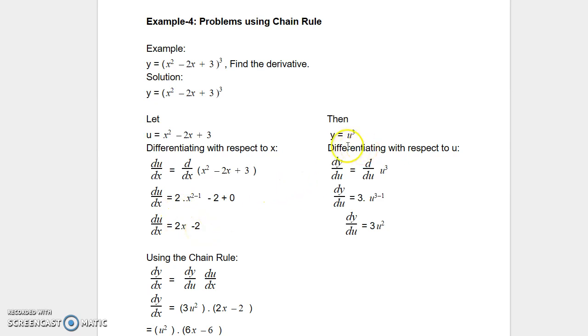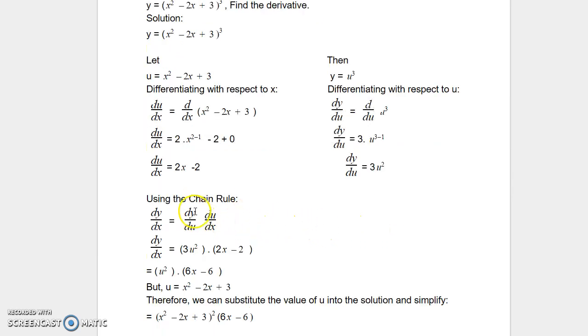And then on this side, we have y as a function of u. y is equal to u cubed. Therefore, we can differentiate it with respect to u. dy by du is equal to d by du of u cubed. So we can use the power rule here. When we use the power rule, it simplifies to 3u to the power of 3 minus 1, or 3u to the power of 2. Now we can use the chain rule.